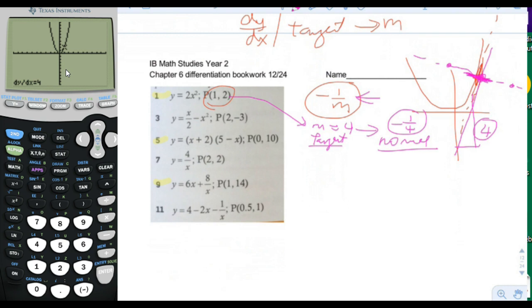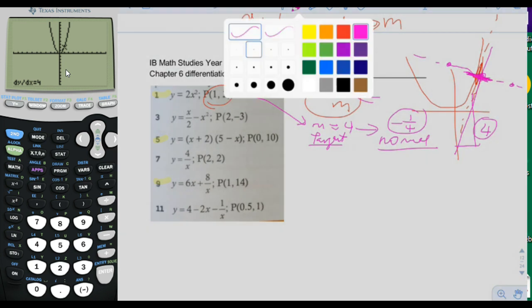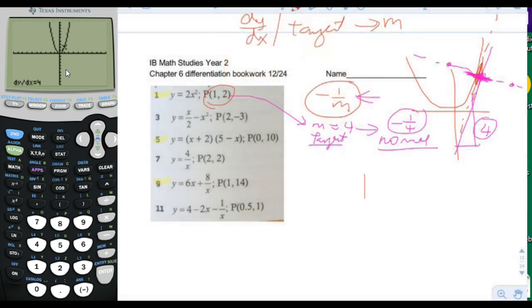Remember, negative 1/4 would be like negative 1 rise over 4 run, for example. Okay? So, if we start with the point (1, 2), let's draw a little graph here. So we have (1, 2) would look kind of like that, right? That would be the point (1, 2).